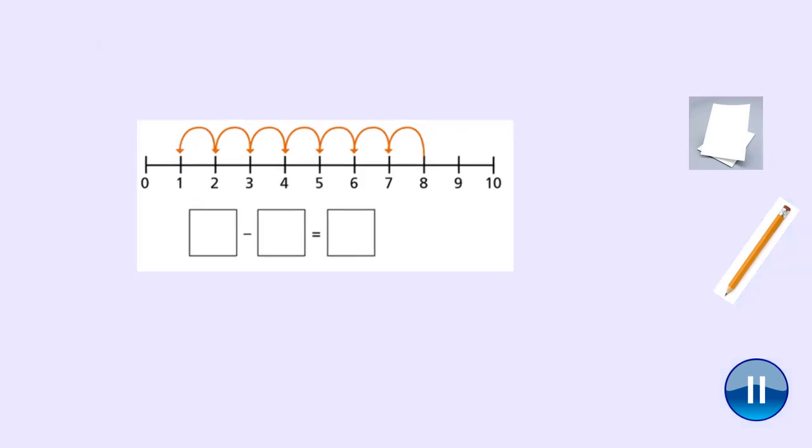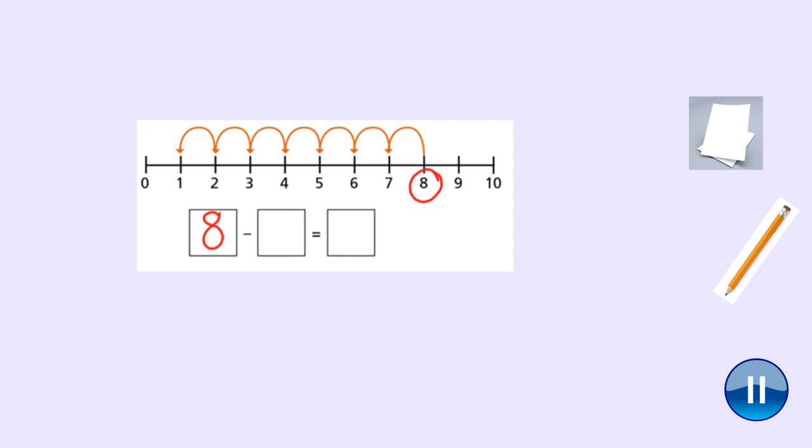This one was a little bit different. We've still got the number line and the jumps have been drawn on for you, but there was nothing written in the number sentence. You had to fill in all the numbers in the number sentence. So the first number is the number that they started on. So they started on 8. So you should have put 8 in the first box.